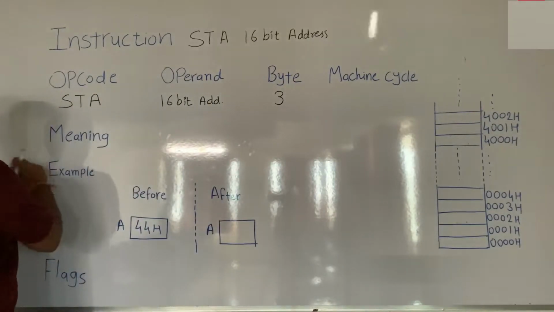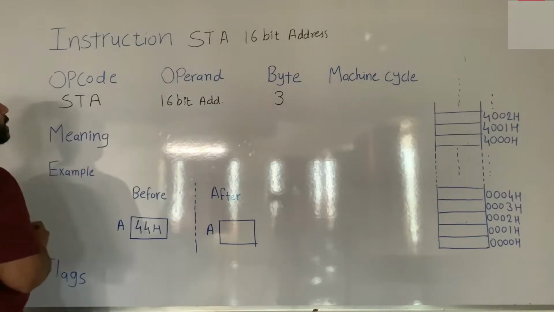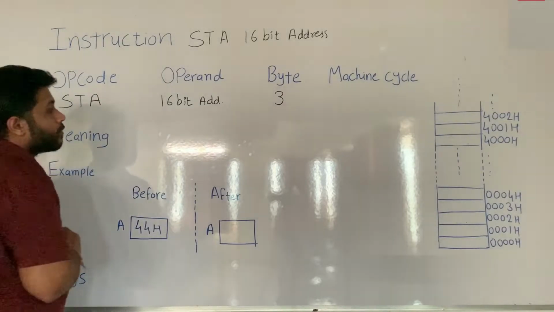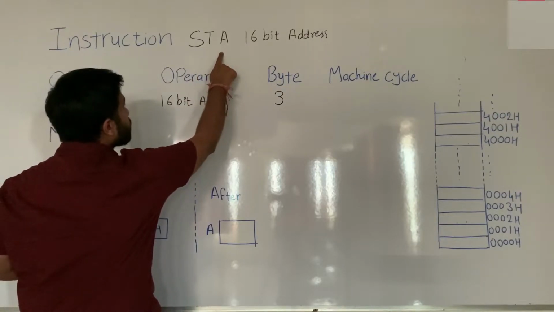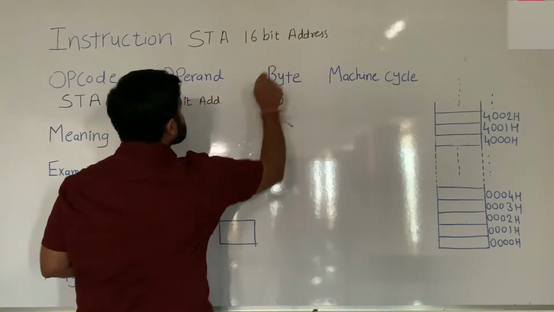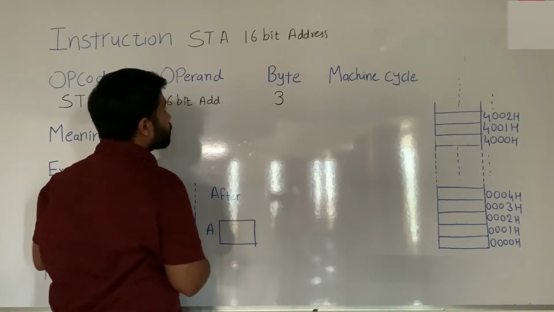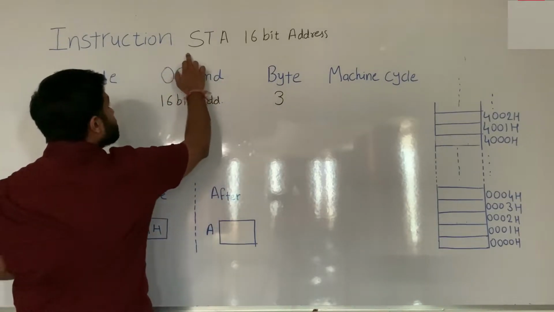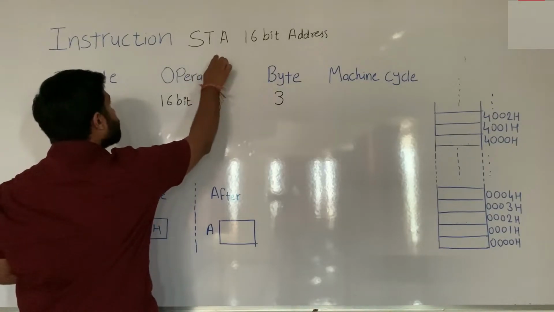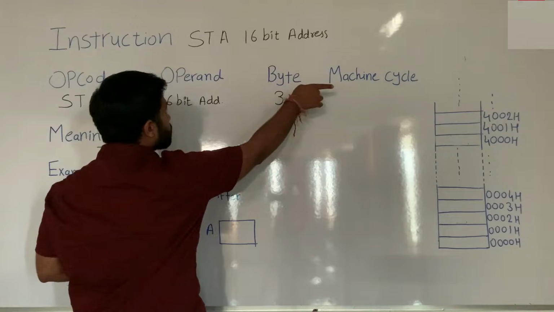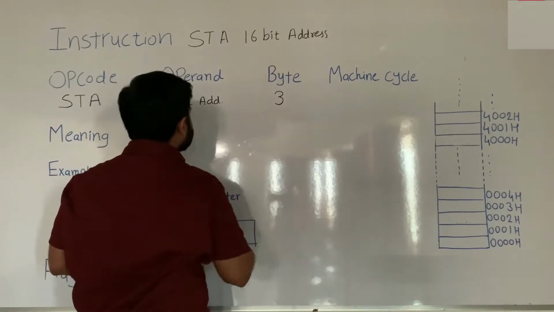Let's first see the meaning. STA 16-bit address, what does it mean? It means store data from the accumulator to a 16-bit address of a memory location. So STA 16-bit address means store data from the accumulator to a memory location that is 16-bit.